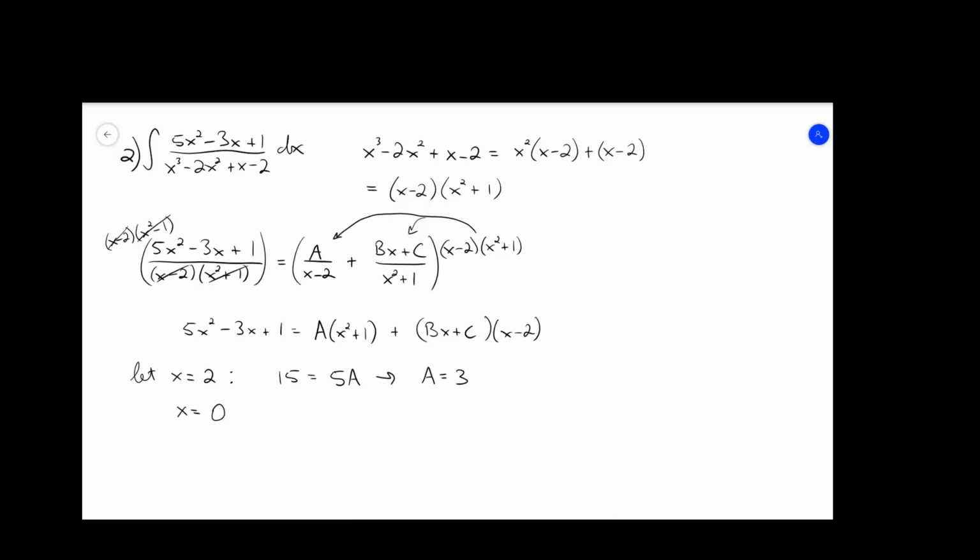In fact, 0 is usually probably the best second choice, sometimes even the best first choice for what to let x be. So if x is 0, then on the left side, I'm just going to have a 1. And on the right side, I'm going to have just a there, 0 squared plus 1, which is an a. And then 0 here makes the b term go away, but that c term is still going to be there. 0 here gives me a minus 2. I'm going to have minus 2c.